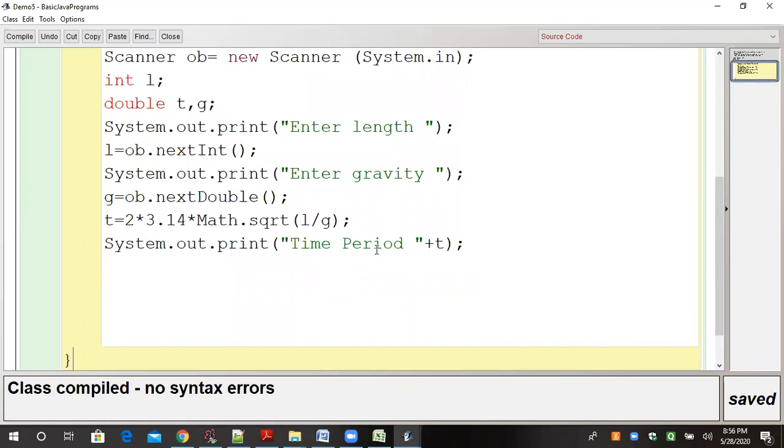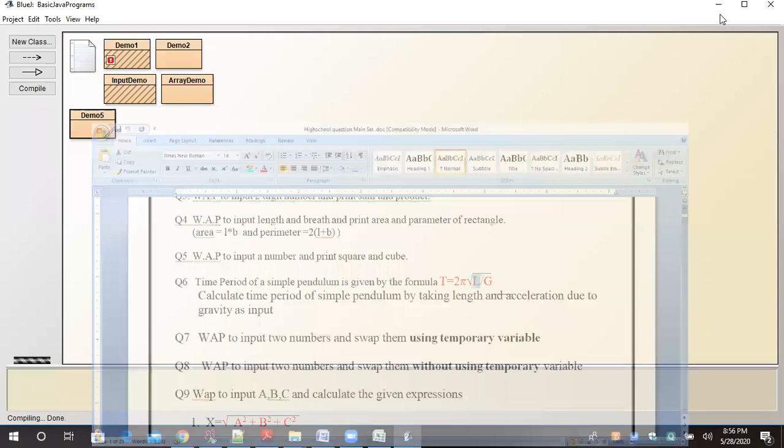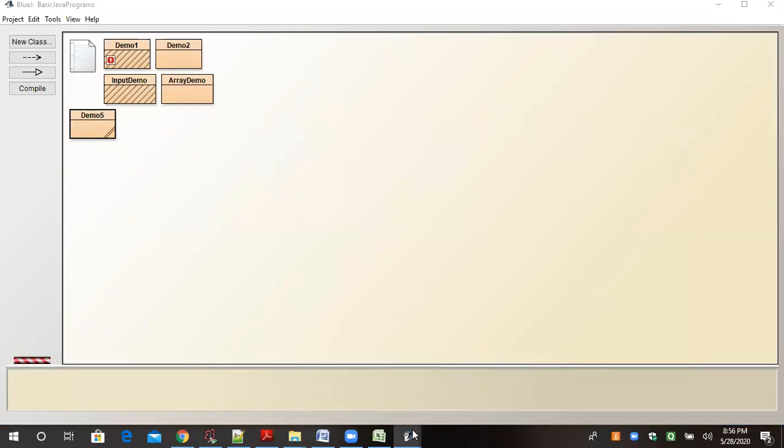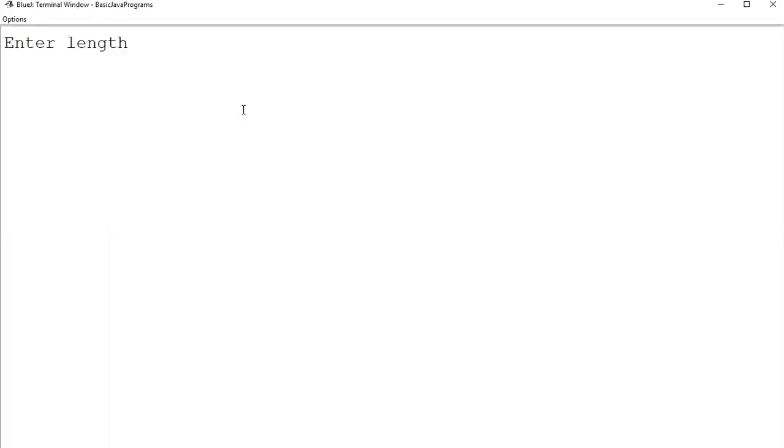Okay, so how to execute? I'm just closing this and right click. Okay, it is asking the length. So I have given the length as 4 and the gravity I have taken 9.80. This is called the time period. That's called the time period.